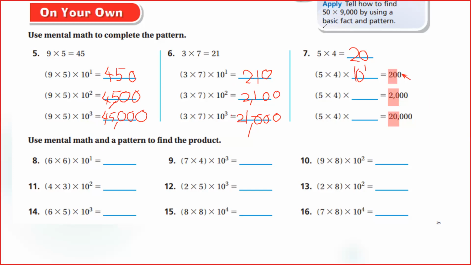Now the second one. Here, how many zeros did I add? Let's count them. I added 2. So now I will write 10 to the power of 2 because I added 2 zeros. So here the power will be 2. The third one now here. I added 3 zeros. So it's going to be 10 to the power of 3.